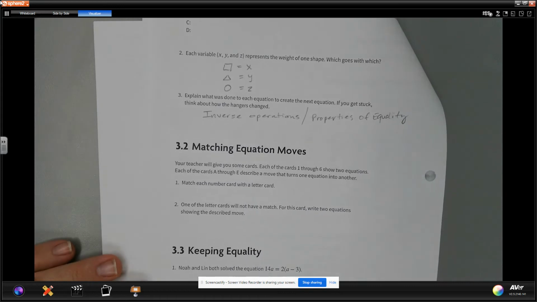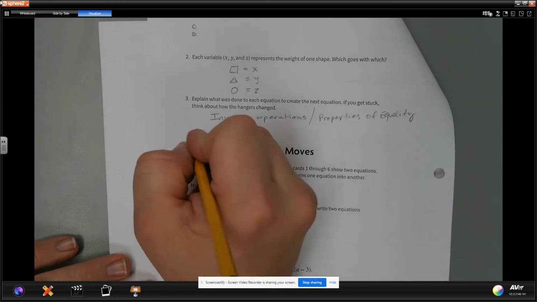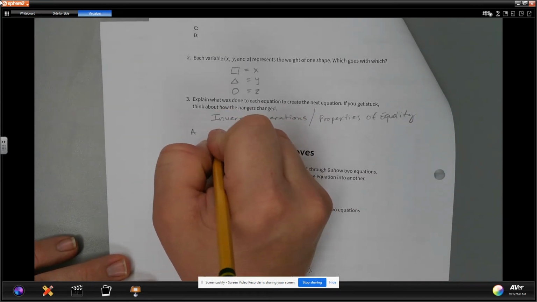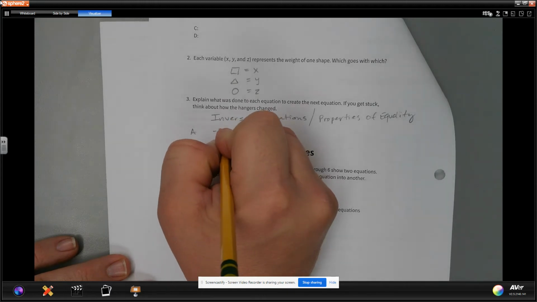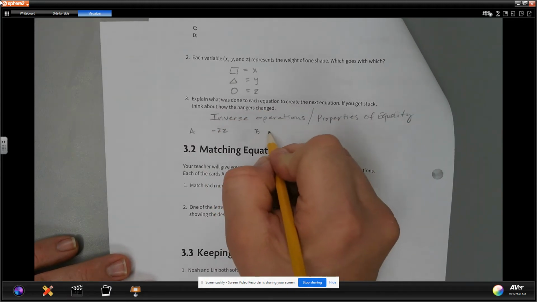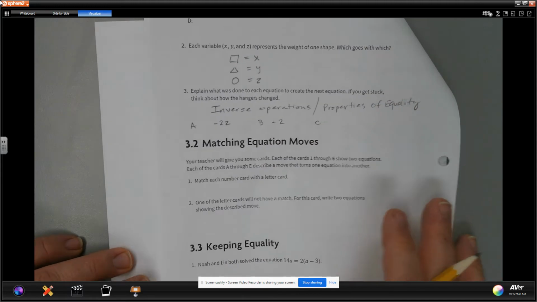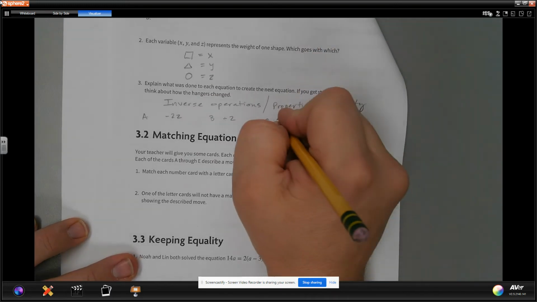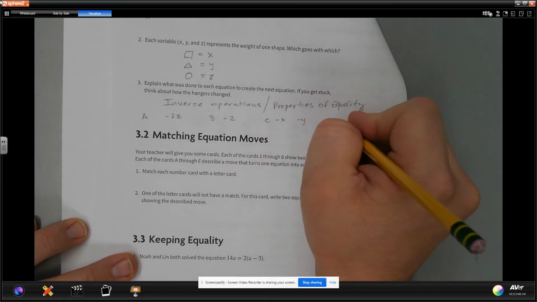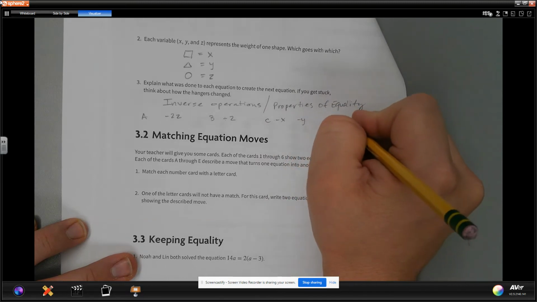From A, we removed the z's. From A, we did minus 2z. B, we did divided by 2. C, we did, let's look back, subtract x and subtract y. And from D, we just simplified.